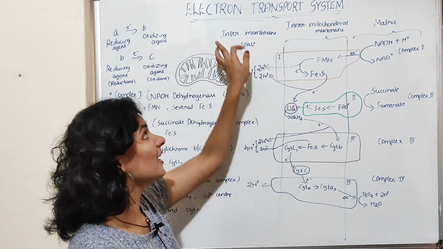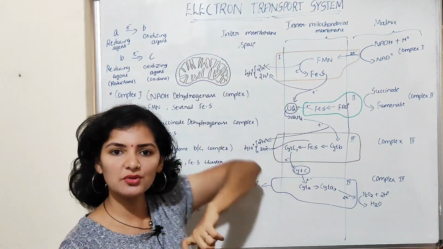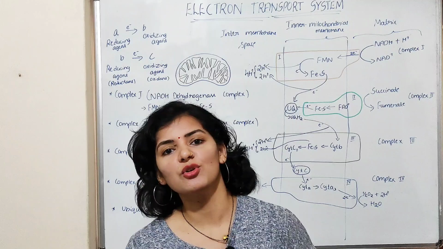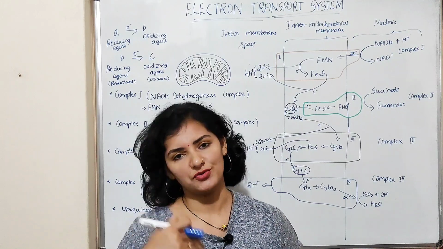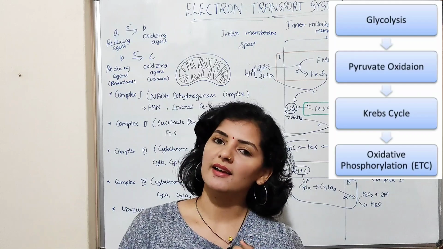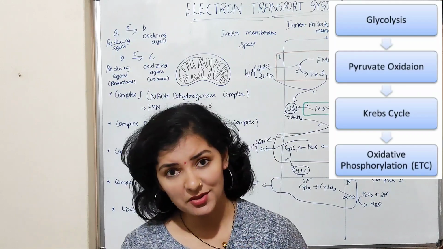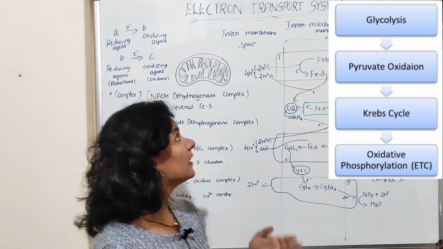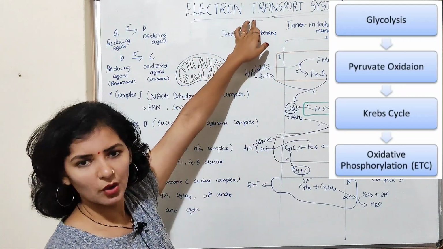Let's talk about the concept of the electron transport system, which is also known as ETS. The electron transport system is a step of aerobic respiration which occurs after the Krebs cycle. You all know that the first step of aerobic respiration is glycolysis. After that is oxidative decarboxylation. After that is the Krebs cycle, and after the Krebs cycle is the electron transport system, or ETS.